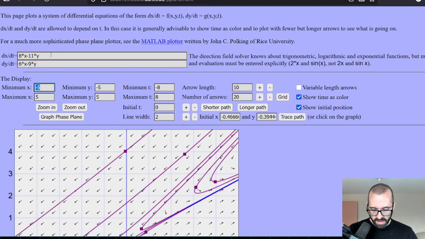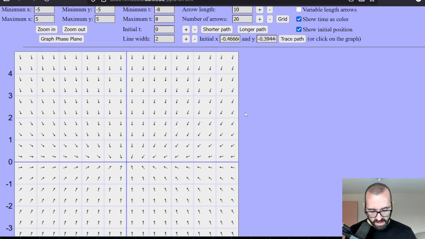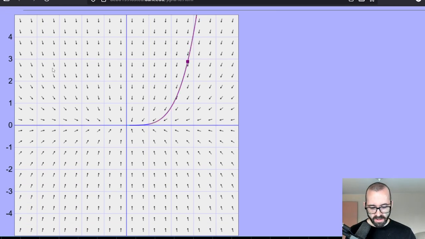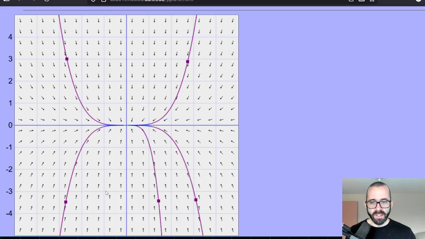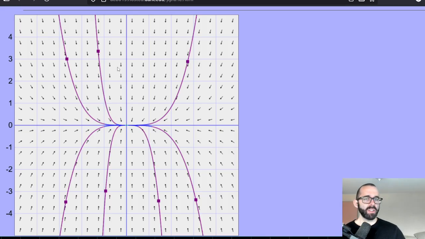All right, so if we go up here, dx/dt is going to equal negative x, and dy/dt is equal to negative 4 times y. We graph the phase plane, and what do we see here? Look at that. We see a bunch of solutions, and each solution is only part. We're not actually graphing quartic functions, but they do look like that when you plot mirrored solutions.